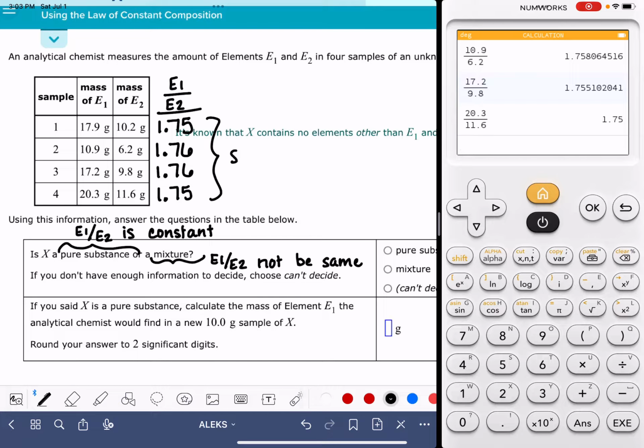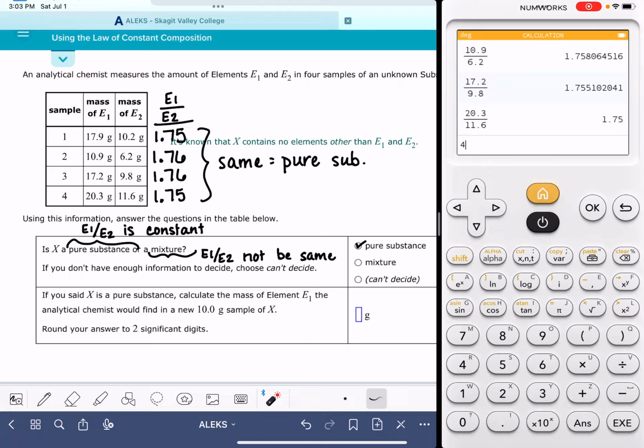This is close enough. These are all roughly the same, and that means that this unknown X is a pure substance. If any one of those numbers was different from the others, then I would say that it was a mixture. There's not going to be a situation where you can't figure this out. You're always going to know the answer. They're either going to be the same or they're not going to be the same.